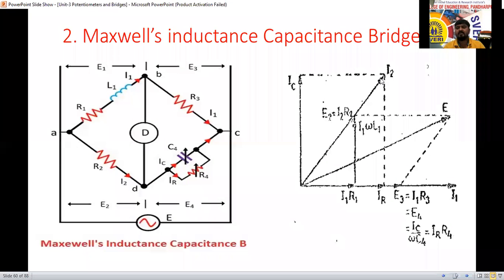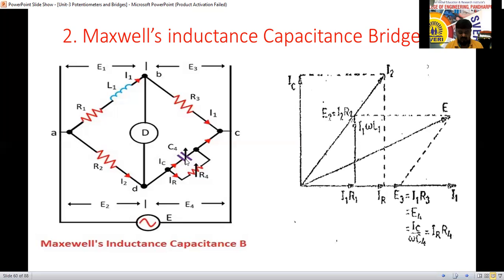Here, why the name came, that is Maxwell inductance capacitance bridge. Previously, the circuit consisted of only inductance. But this bridge circuit has a combination of resistance, inductance, and capacitance here. We have used one capacitance here now. Is the capacitance visible or not?